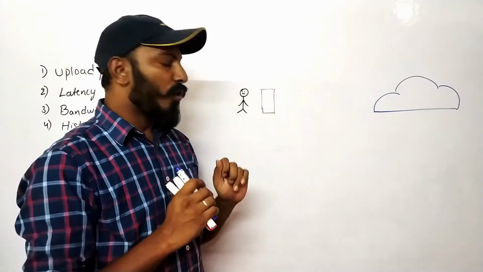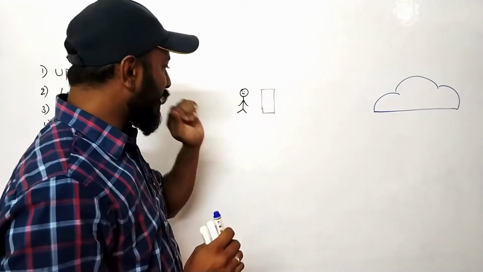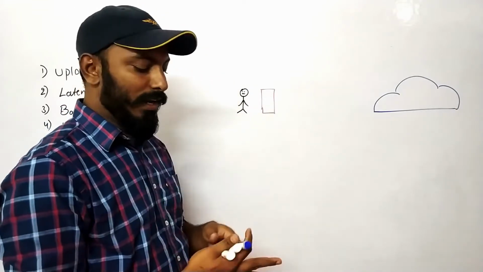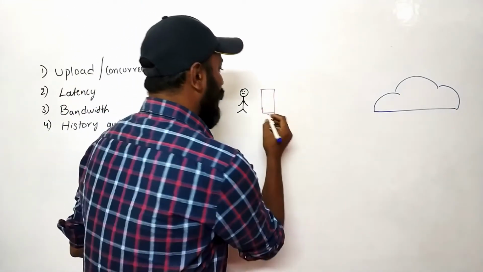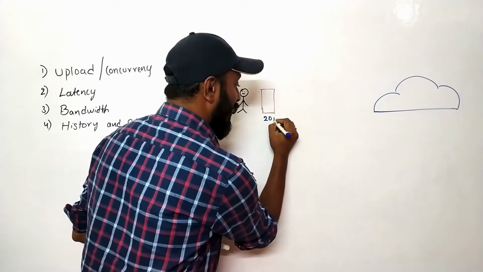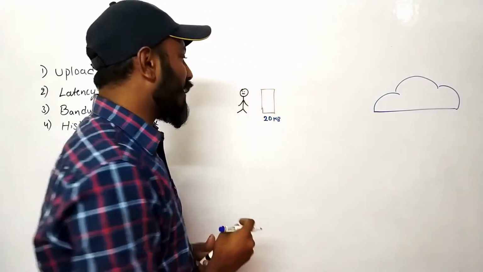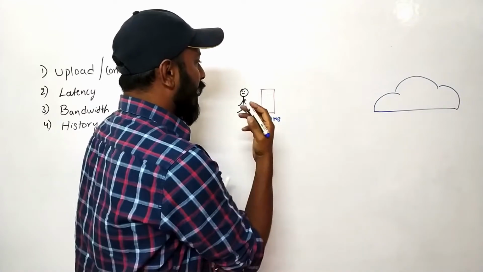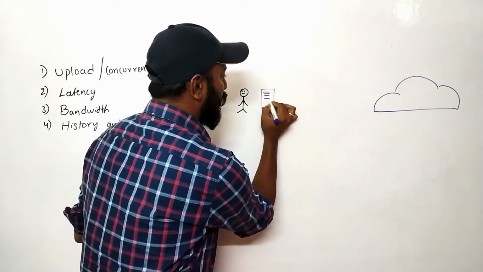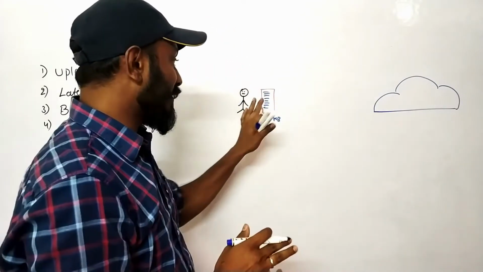To explain that, consider this is you and you have a file. Say, for example, this file size is about 20 MB. Let's consider that the file size is 20 MB, and this is a big, enormous text file where you have a lot of text content inside it.